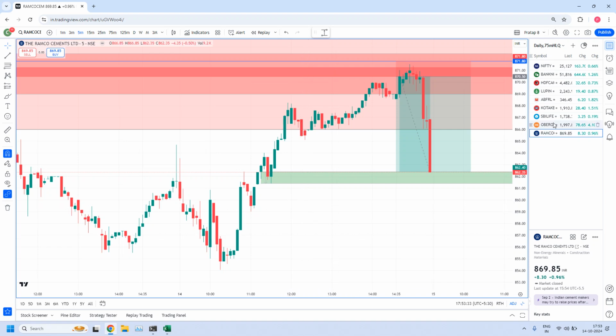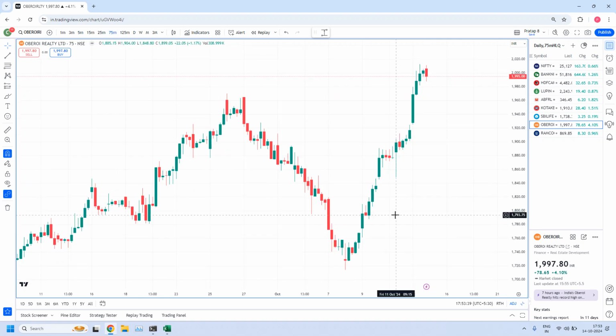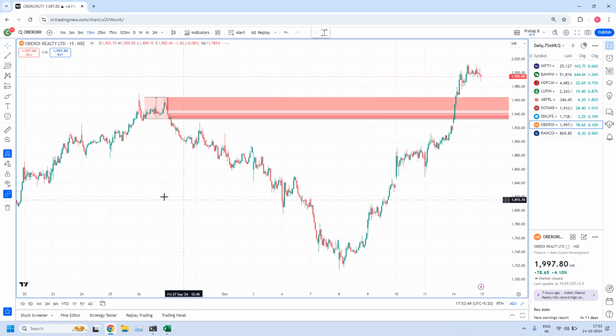The next one is Obra Reality. Here our trade is stopped out. This is a 75 minute high liquidity zone. This trade is stopped out. We have a drop, base, drop, 75 minute zone. This is fine-tuned with a 15 minute zone.